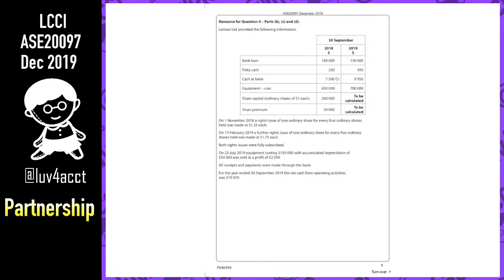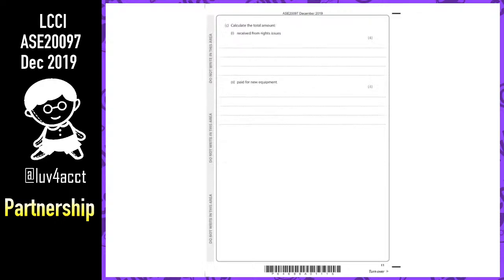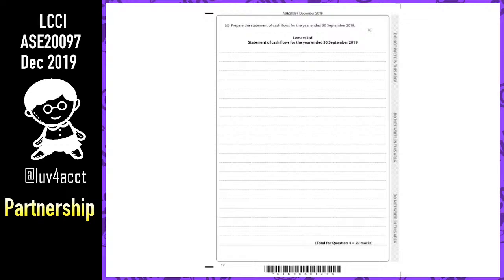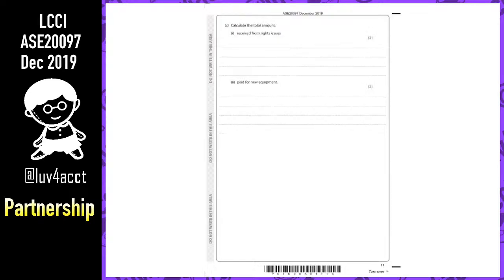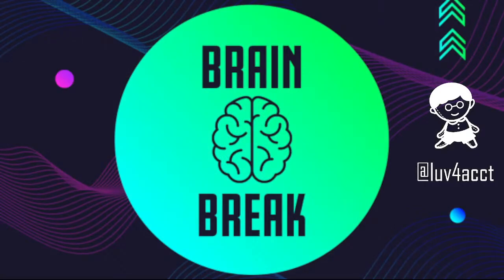Okay, so next question would be a statement of cash flows. You can see some explanation, some calculation of the disposal account, and then the statement of cash flows, 20 marks. So this question 4, we will tackle it after we are back from the break. So 10-minute break for me. See you soon.